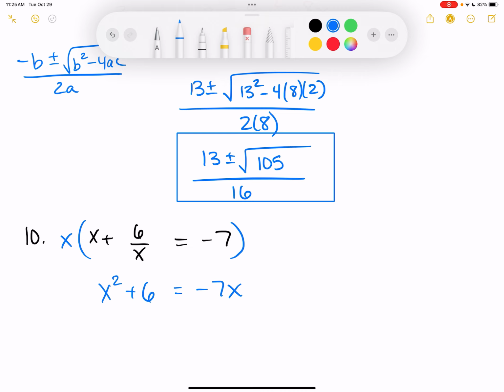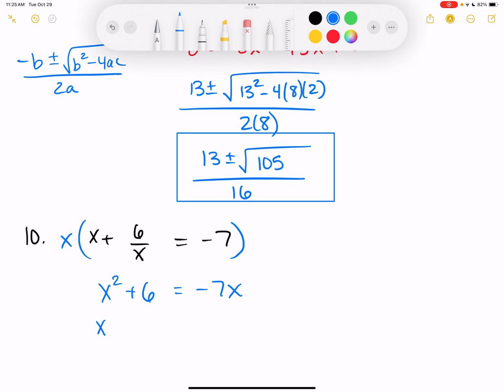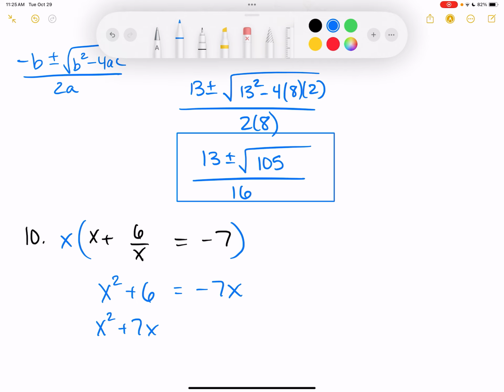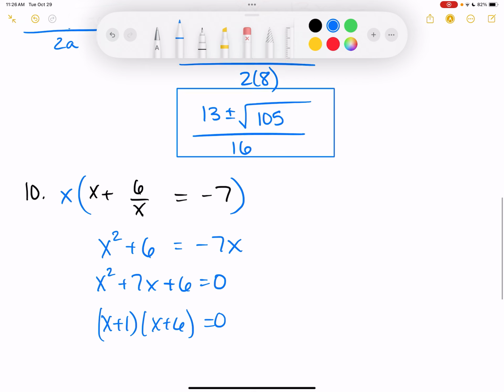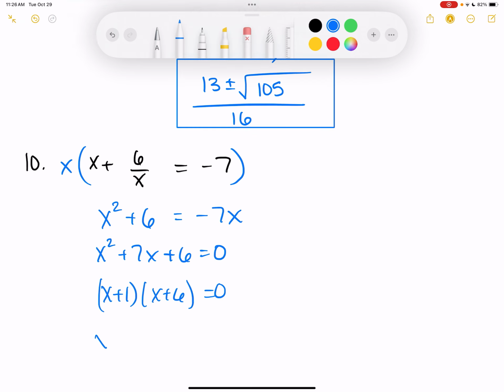I'm going to move that over. x squared plus 7x plus 6 equals 0. Can I factor that? Yes. And what do you get when you do that? x plus 1, x plus 6 equals 0. So I would get x equals negative 6 and x equals negative 1. Just wrote those in the backwards order, but that's fine.